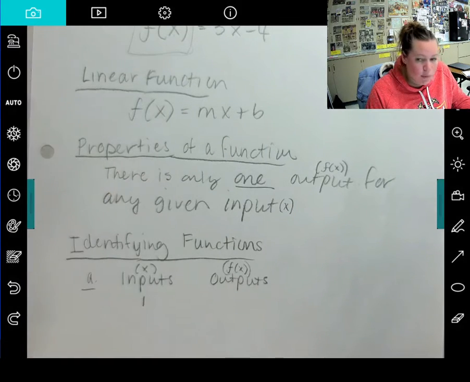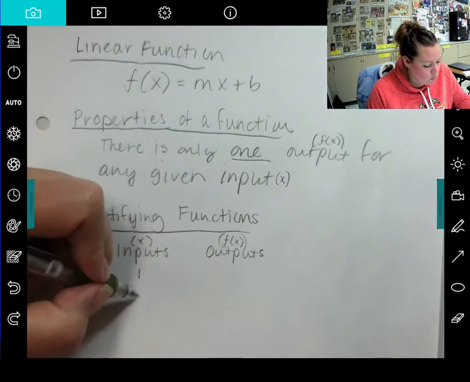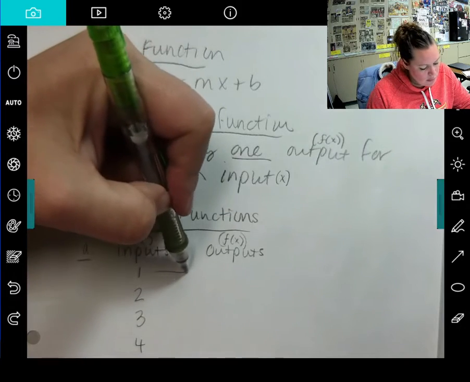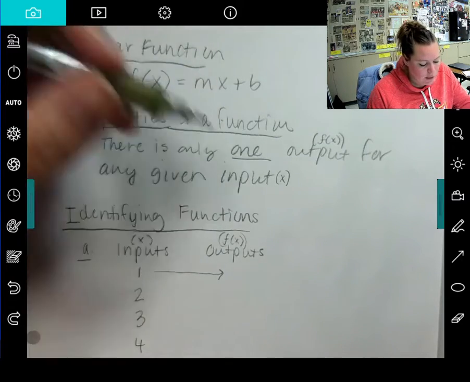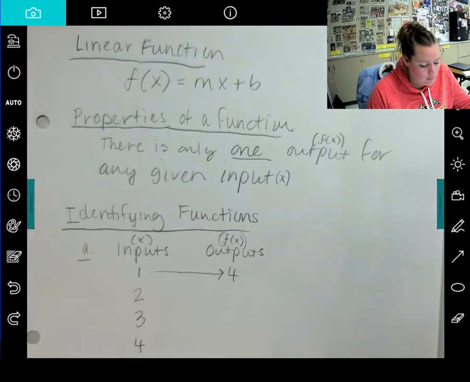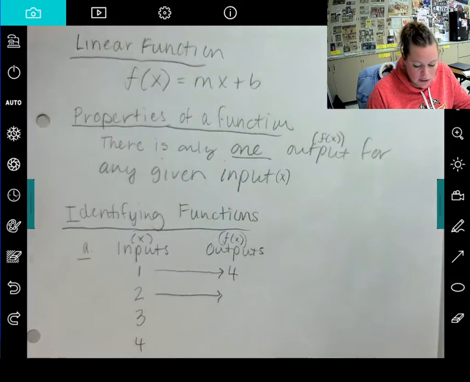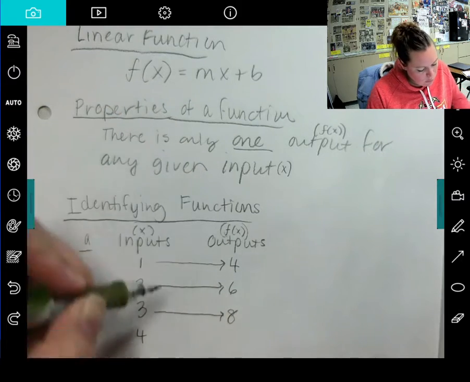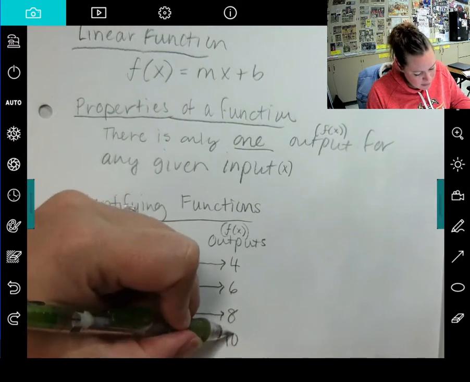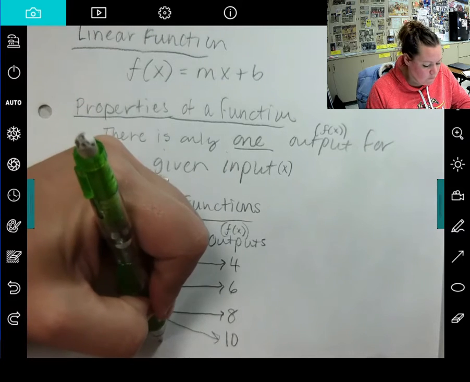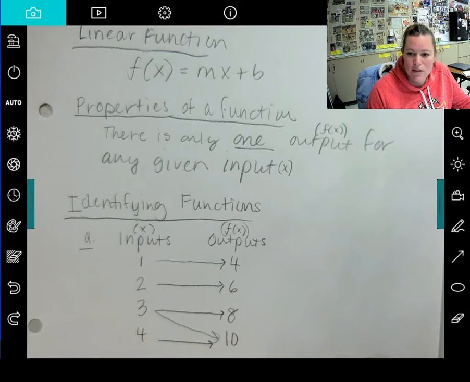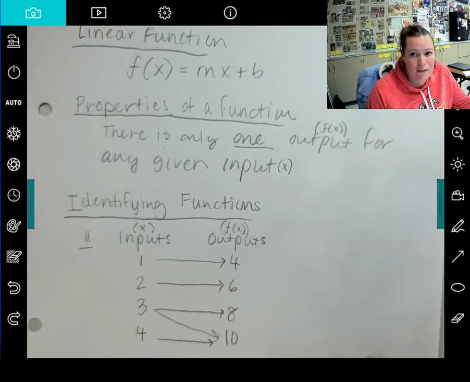For our inputs we have the numbers 1, 2, 3, and 4. We plug in 1 to our function and we have an output of 4. We plug 2 into our function and we get an output of 6. We plug 3 into our function and we get an output of 8 or 10. We plug 4 into our function and we get an output of 10. Now we need to determine if this is a function or not.